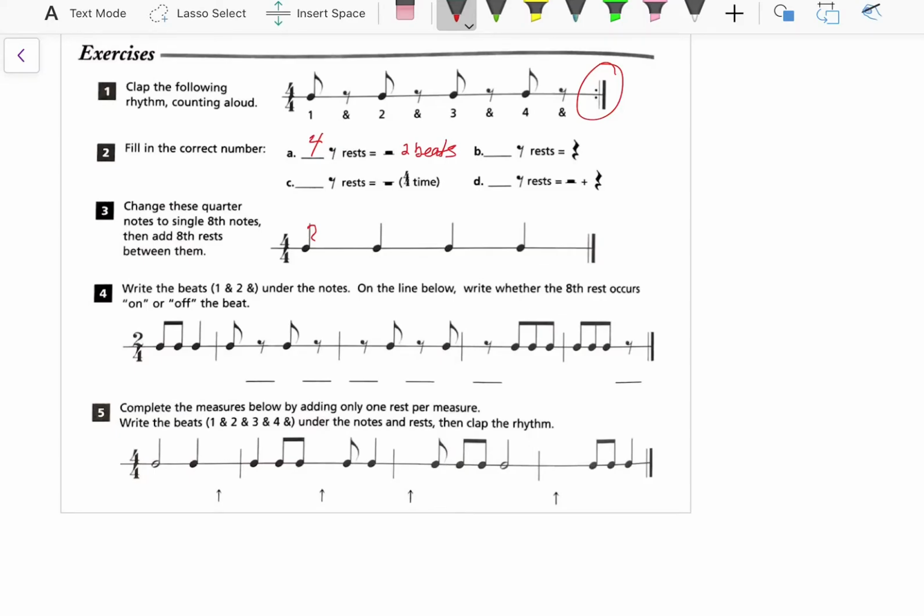And then it says add eighth rest in between. So there's 2 things. You add the flag and then you put an eighth rest after. And it should look pretty much exactly like number 1. Okay? So you'll finish that one.